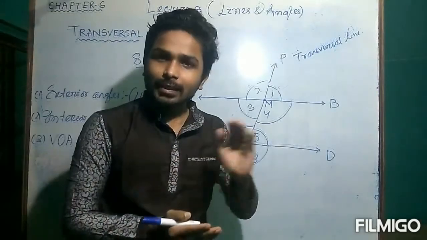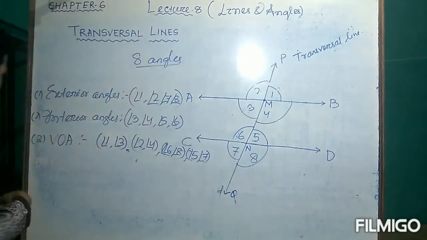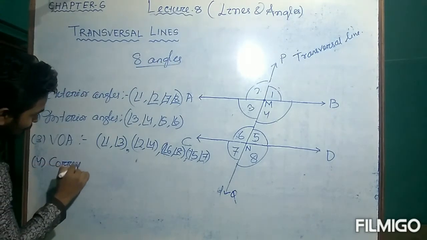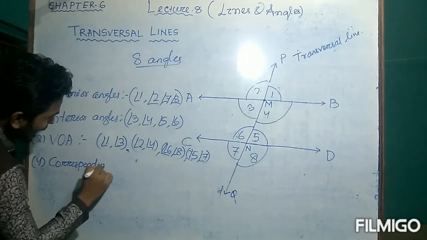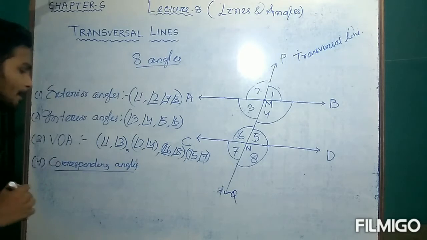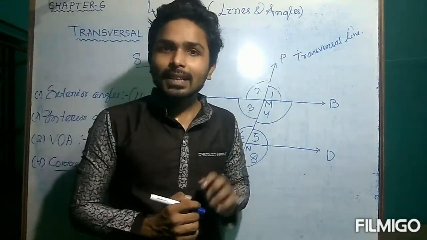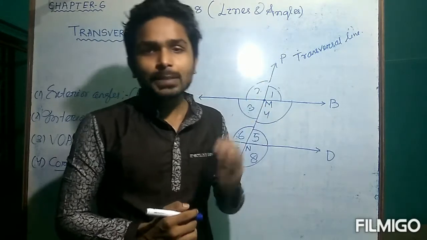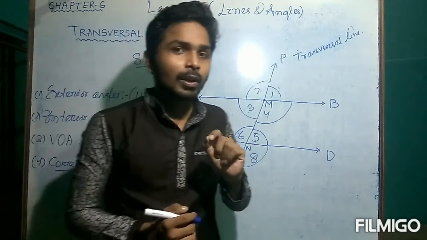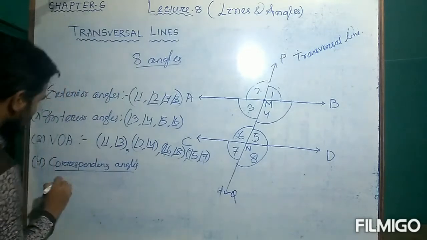And now we will consider another type of angles that is known as corresponding angles. So the fourth type of angle is known as corresponding angles. So let us first understand what is the meaning of corresponding angles. Two non-adjacent angles are said to be corresponding if they follow two conditions. Again I am telling you, the definition is two non-adjacent angles. There is a word non-adjacent.